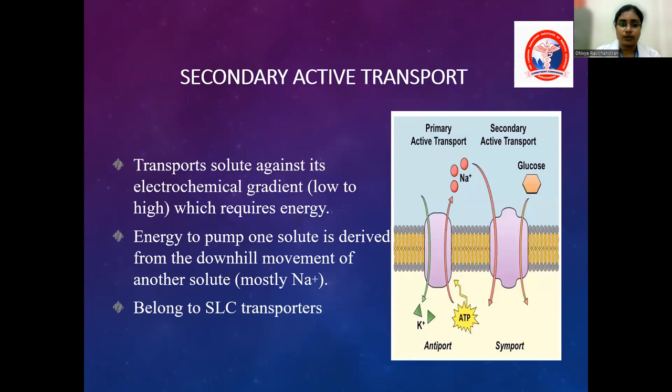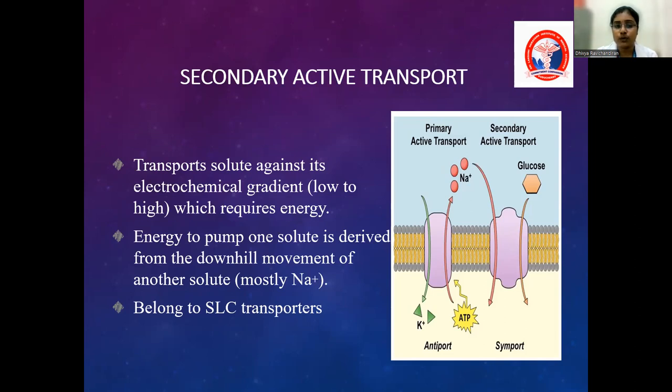Next is secondary active transport. So transporters transport solute against its electrochemical gradient, that is from low to higher concentration, which requires energy. The difference between primary and secondary is that in primary, ATP is utilized. In secondary, mostly the solute takes the energy from another solute, which helps in its movement across the membrane. For example, whenever potassium is moved along with sodium, it takes energy from the sodium. SLC transporters belong to this category.